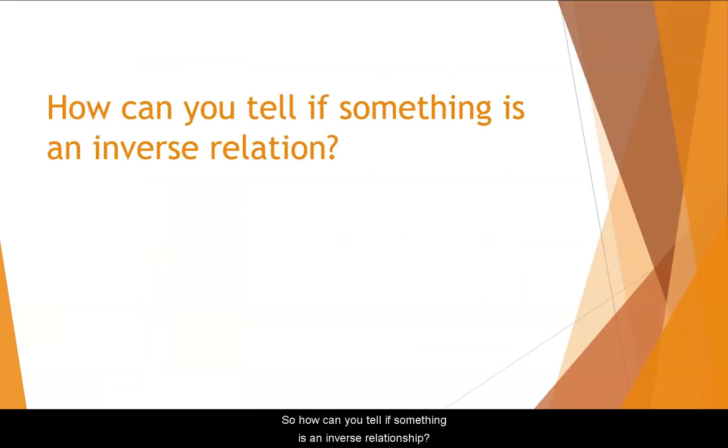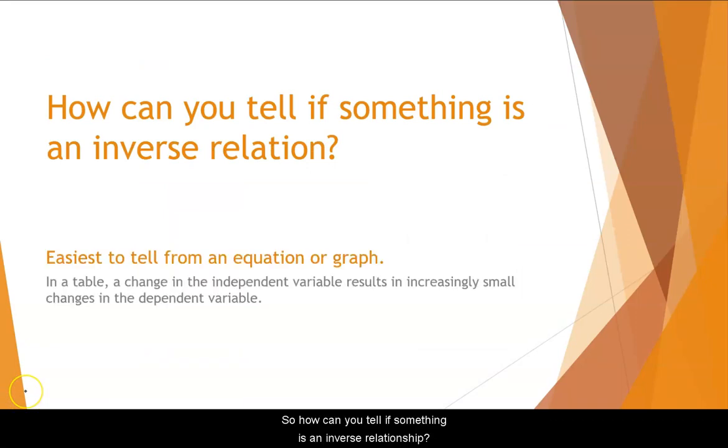So how can you tell if something is an inverse relationship? It's easiest to tell from an equation with the variable in the denominator, or a graph. In a table, a change in the independent variable results in an increasingly small change in the dependent variable.